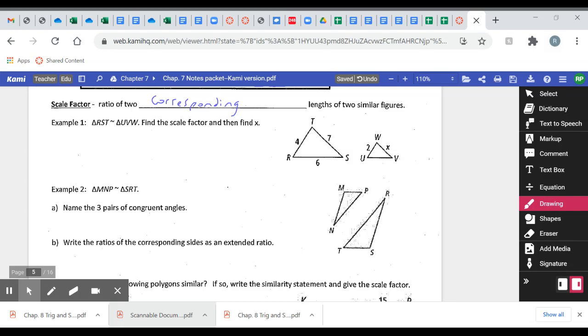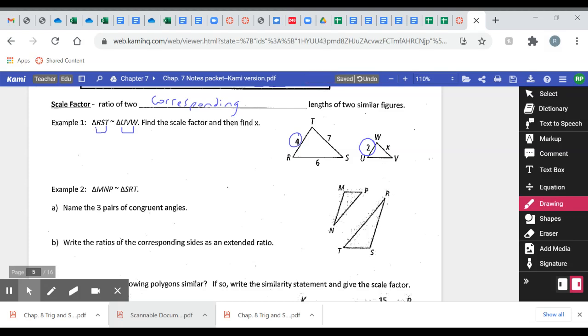So in this particular case, if it wants me to find the scale factor, I just need to find two lengths that correspond with each other, write it as a ratio, and then simplify down that ratio if possible. So if I look at these two triangles, in the triangle on the right, the only side length that I know is 2. And I can see that as UW, and I can see that UW are the first and the last letter here. So I know that it has to correspond with the first and the last letter here, which is R and T, which is this 4.